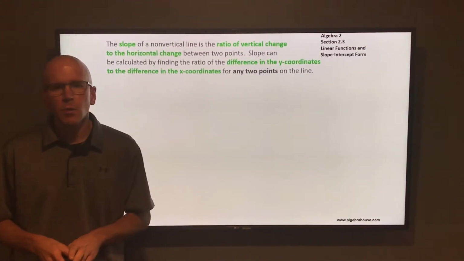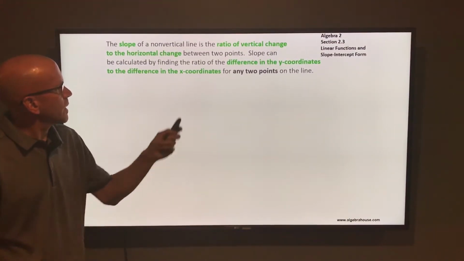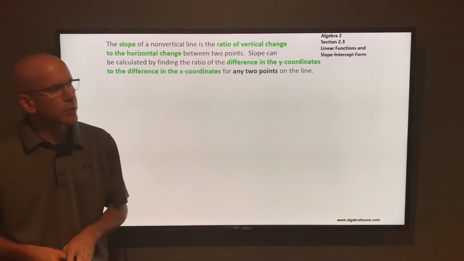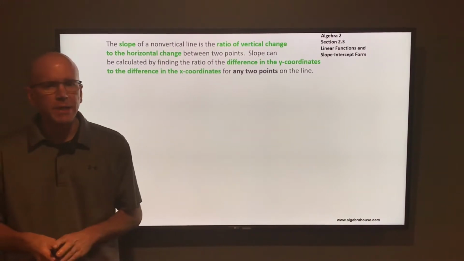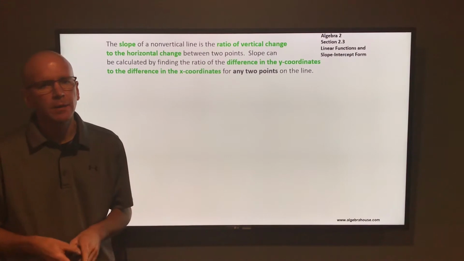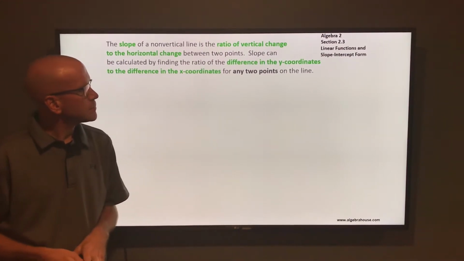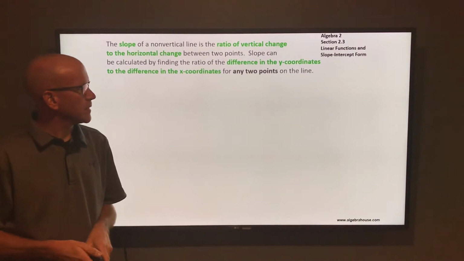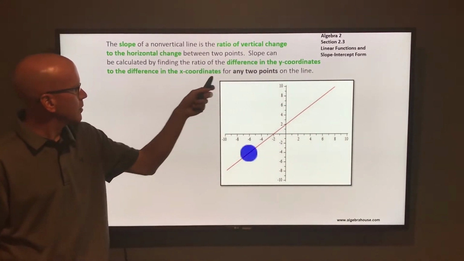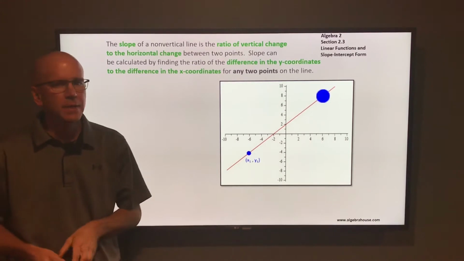Going to talk about slope of a line. Slope of a non-vertical line is the ratio of the vertical change to the horizontal change. That is the change in y over the change in x between 2 points. Slope can be calculated by finding the ratio of the difference in the y-coordinates over the difference in the x-coordinates.